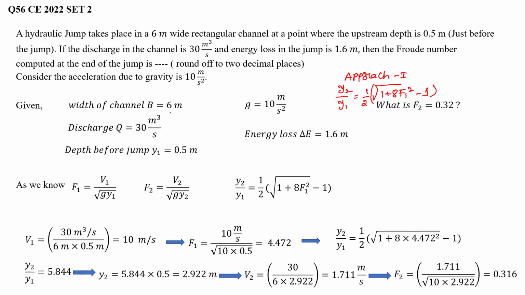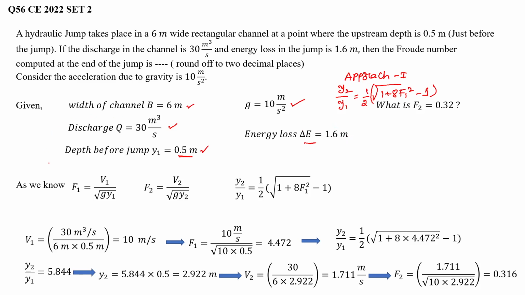So what are the given data? One is the width of the channel, given as 6 meter, and discharge Q is given as 30 meter cube per second, and depth before the jump y1 is equal to 0.5 meter, and acceleration due to gravity is 10 meter per second square, and energy loss. For approach 1, we don't need this energy loss. This is redundant data for us.